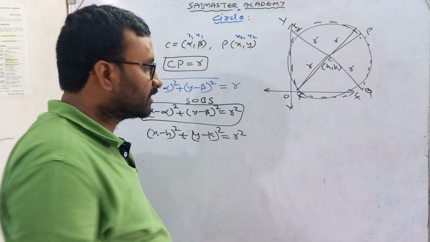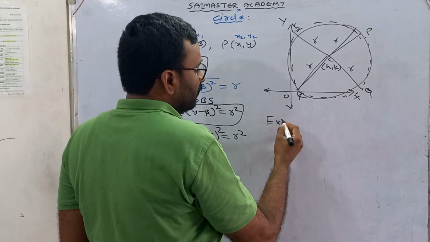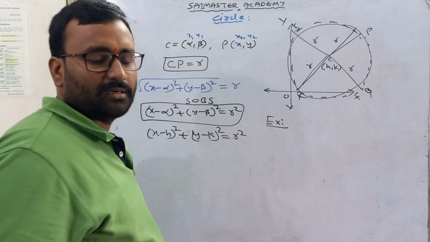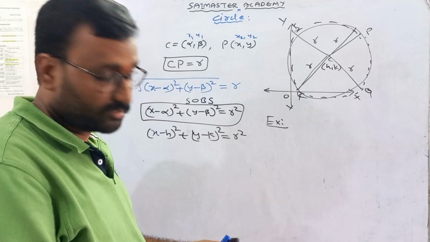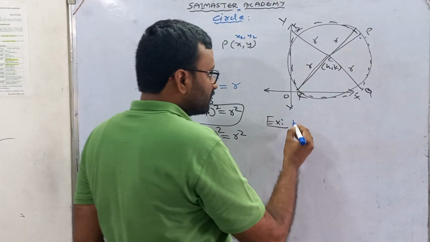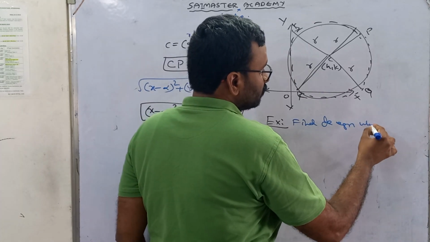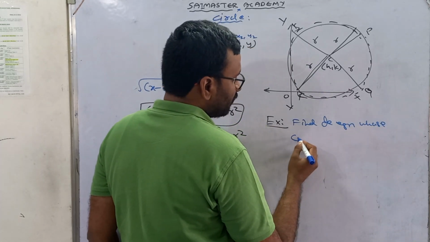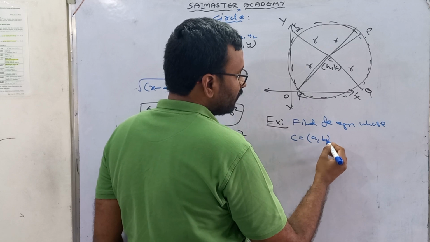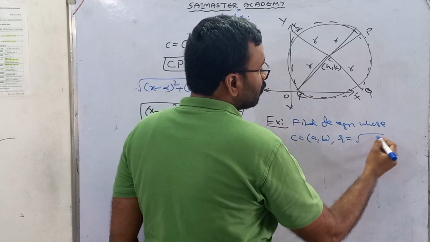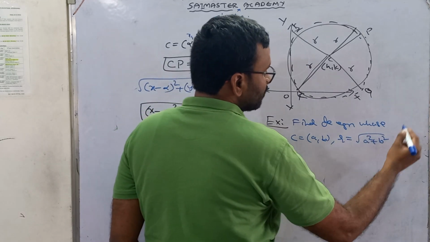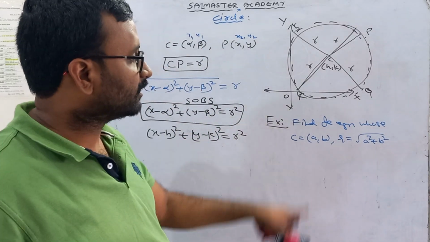R is the radius. For example, he will ask the question. We have in exercise maximum 15 to 20 questions. The question is what? Find the circle equation whose center is (a, b) and radius is root over a square plus b square. What is the circle equation? They are given center and also radius.